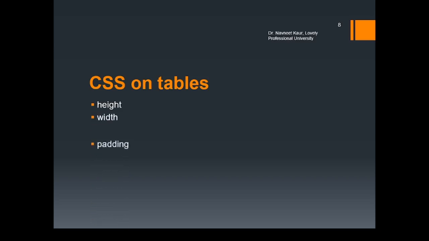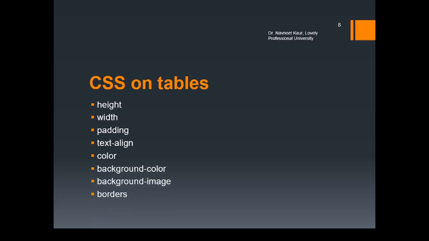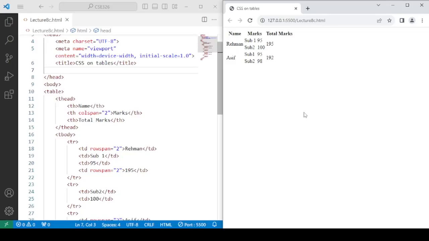After implementing the concept of Rowspan and Colspan, now it's time to add CSS on tables. So in order to add CSS on tables, we need different properties, and we are now going to use all these properties: height, width, padding, text align, color, background image, borders, border collapse. For understanding CSS on tables, we are not going to create any separate table because we already have it. Now let's try to style this with the help of CSS.